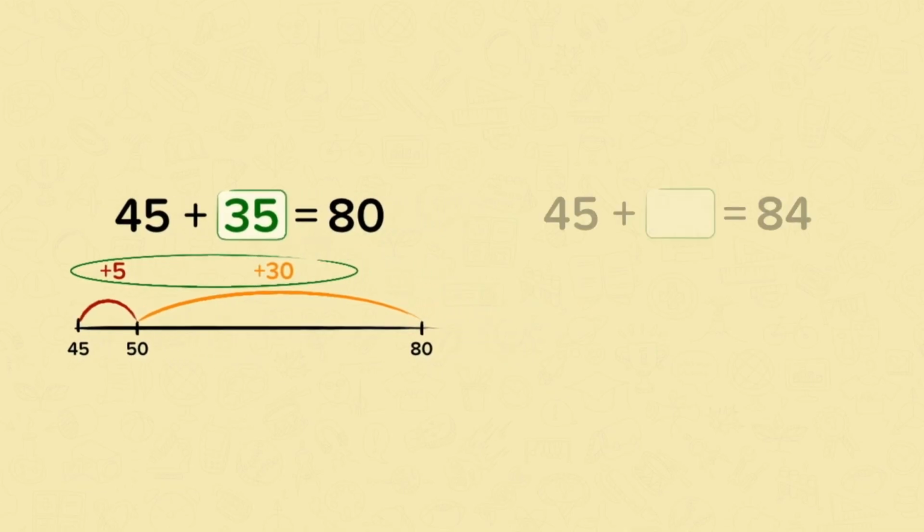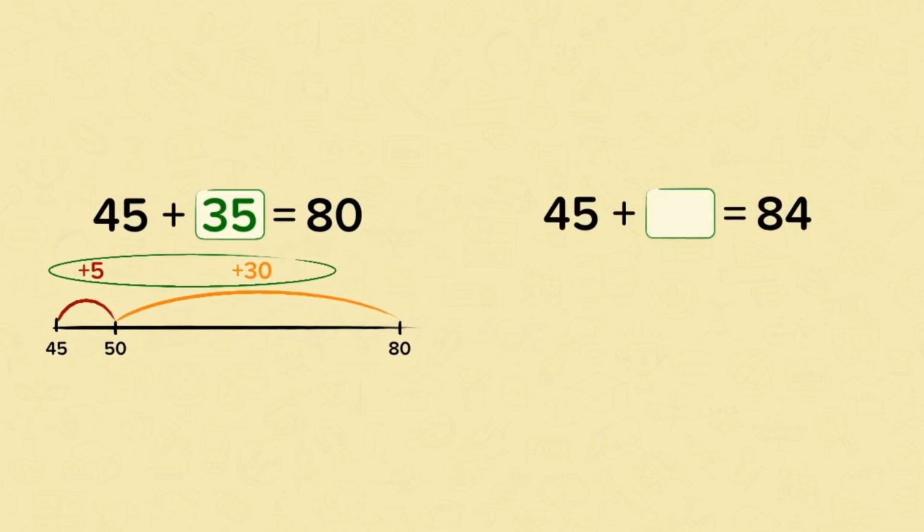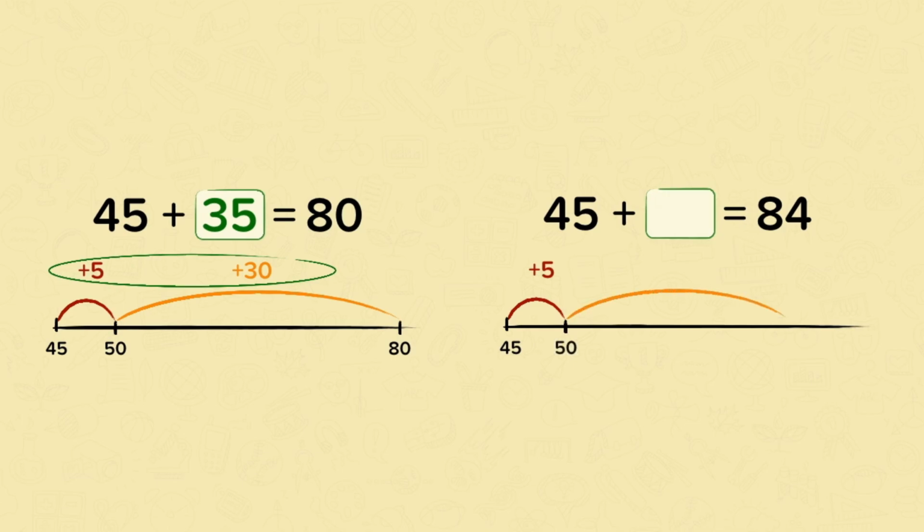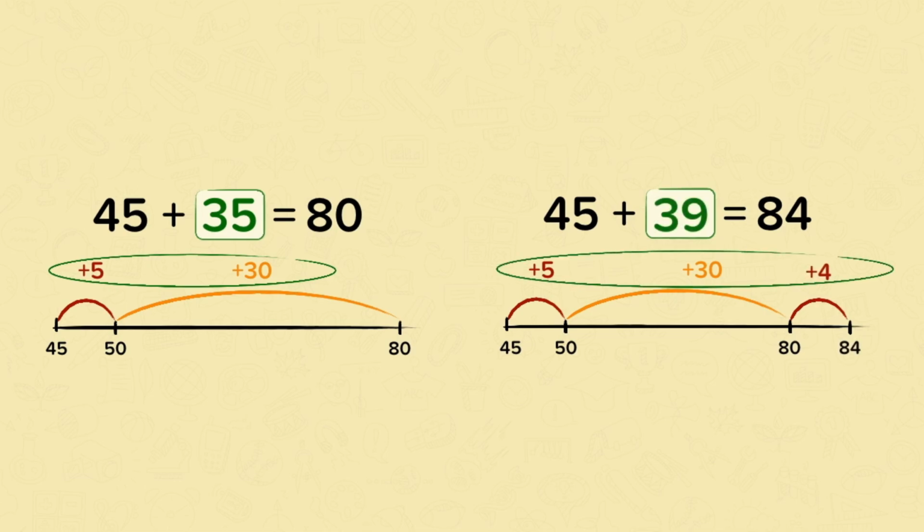Now for another example. This time 45 add something equals 84. So we'll count up to the next 10, which is 50. So we've added on 5 there. And then we're going to count up to 80. So we're adding 30. And then we need to get from 80 to 84. So we just add another 4. So all together, we've added 39. So 39 is the answer.